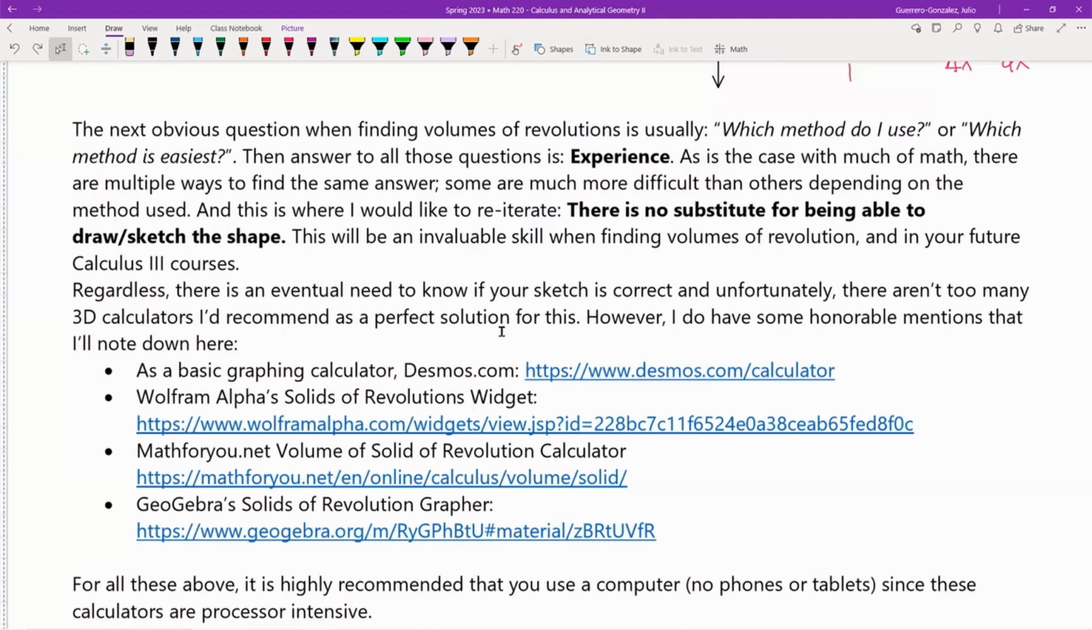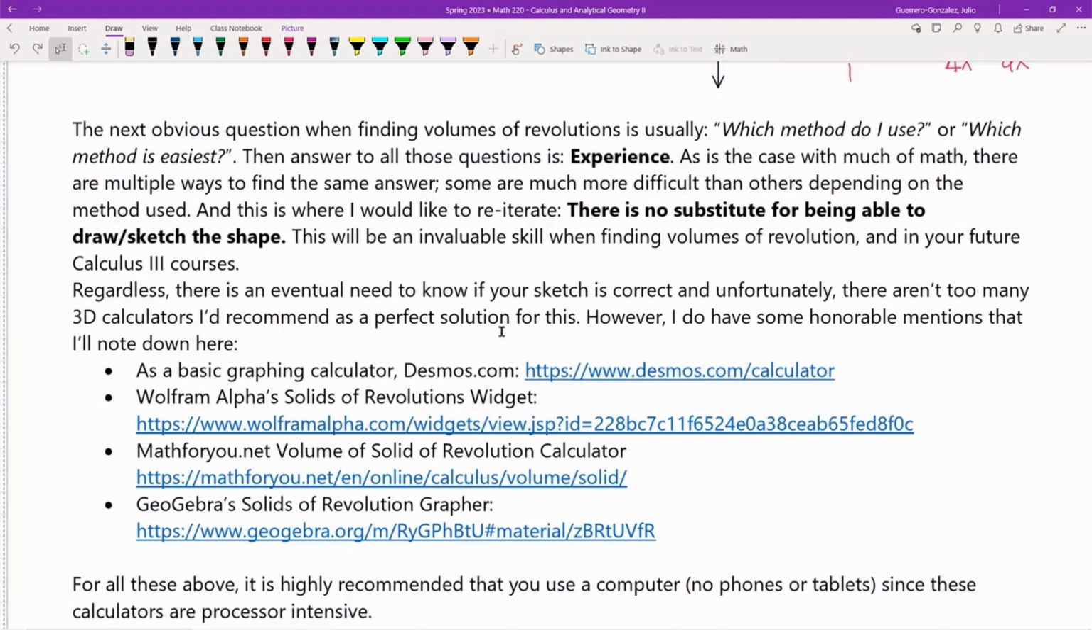I do have some honorable mentions, and I've written them down here. As a basic graphing calculator, Desmos does perfectly well. And then I have three more from below that. There's Wolfram Alpha's Solids of Revolution, and I put the web page for them there. There's another website, math4u.net. They have their own. And then GeoGebra has the Solids of Revolution grapher as well.